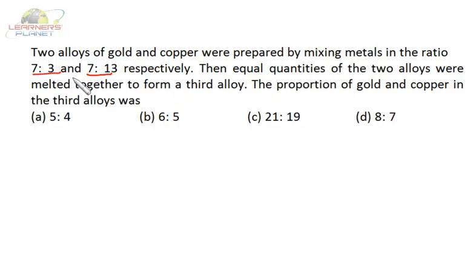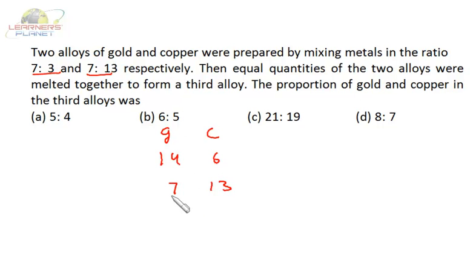Now friends, we are taking equal quantities of both of them. This is the total 10 parts, that is 7 plus 3, and this is total 20 parts, that is 7:13. Okay, so first let's make both of them equal. So it is 7:3. So by doubling it, we'll be getting 20. So it is 14 and 6, and it is gold and copper. And this is 7 and 13. That is the second alloy.